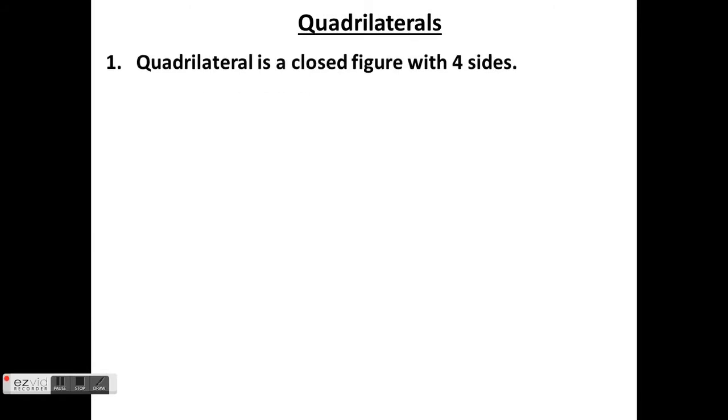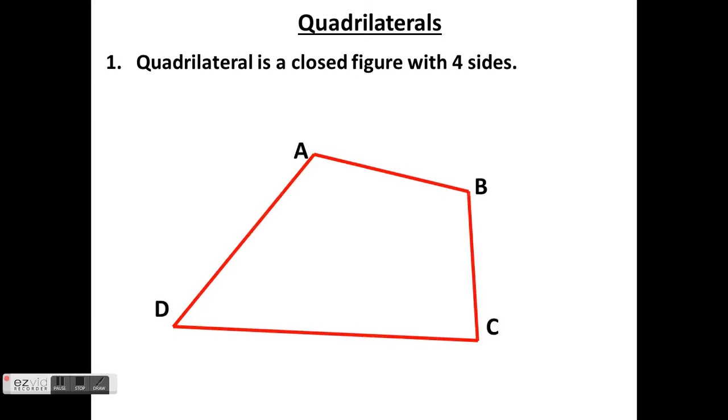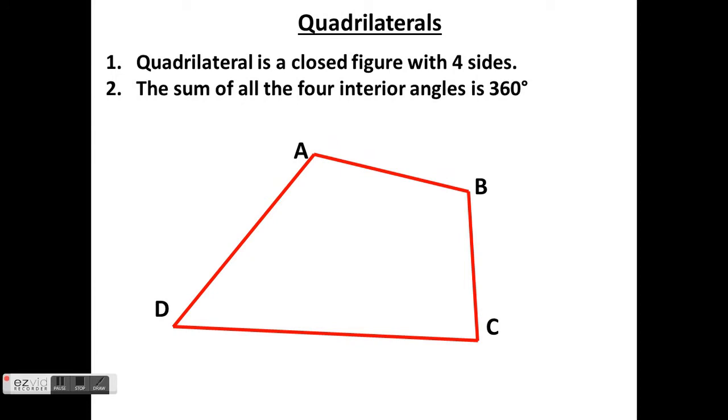Here comes the quadrilateral. What is a quadrilateral? A quadrilateral is a closed figure with 4 sides and 4 vertices. Here is the figure. You can see 4 vertices A, B, C, D, and 4 sides AB, BC, CD and AD. Now first property. The sum of all the 4 interior angles is 360. Mathematically, angle A plus angle B plus angle C plus angle D equals 360.